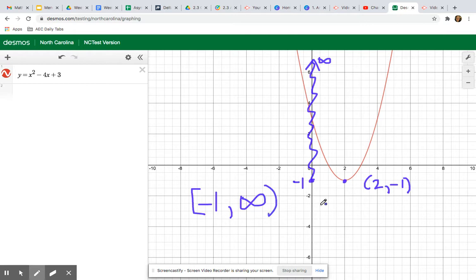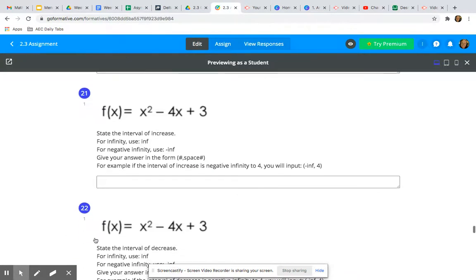Infinities can't have a bracket. Remember that. They need a parenthesis because they're not a tangible number. They're a concept. All right, the next one I want to look at with you is number 21. It's the same graph, and it is asking its interval of increase.